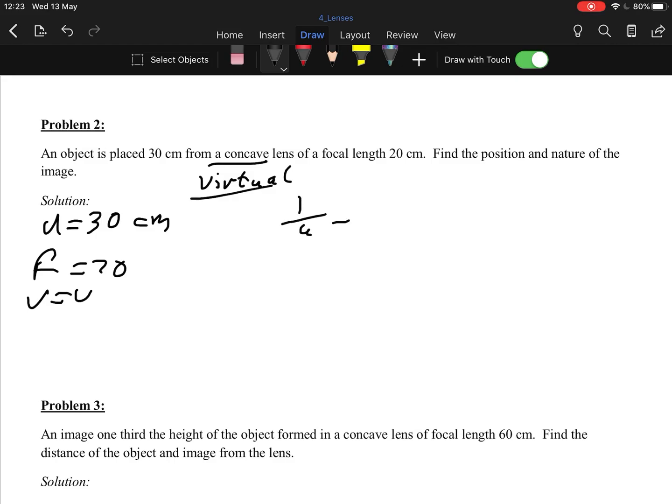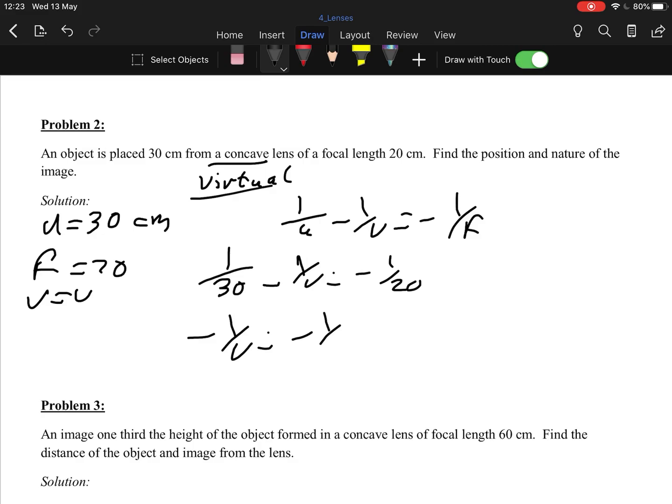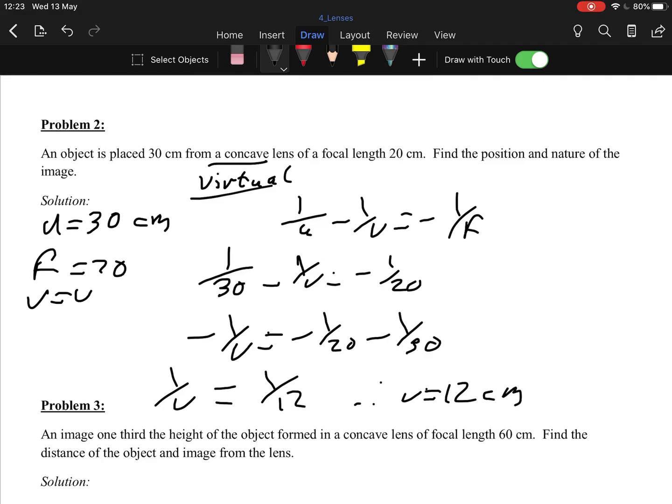That's very straightforward. 1 over u minus 1 over v equals minus 1 over f. We're trying to find v. 1 over 30 minus 1 over v equals minus 1 over 20. Minus 1 over v equals minus 1 over 20 minus 1 over 30. So 1 over v equals, what did I get there, 1 over 12. Therefore, v equals 12 centimeters. We already know it's virtual. So there we go.